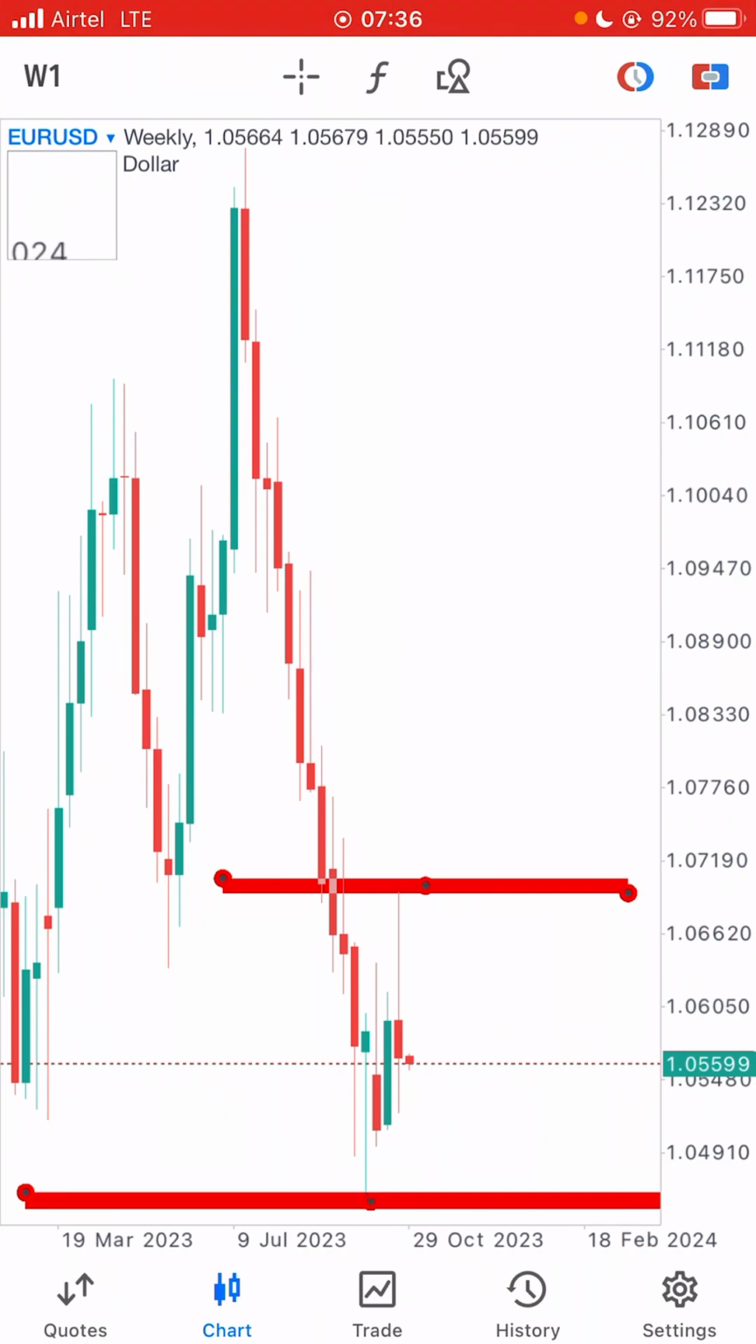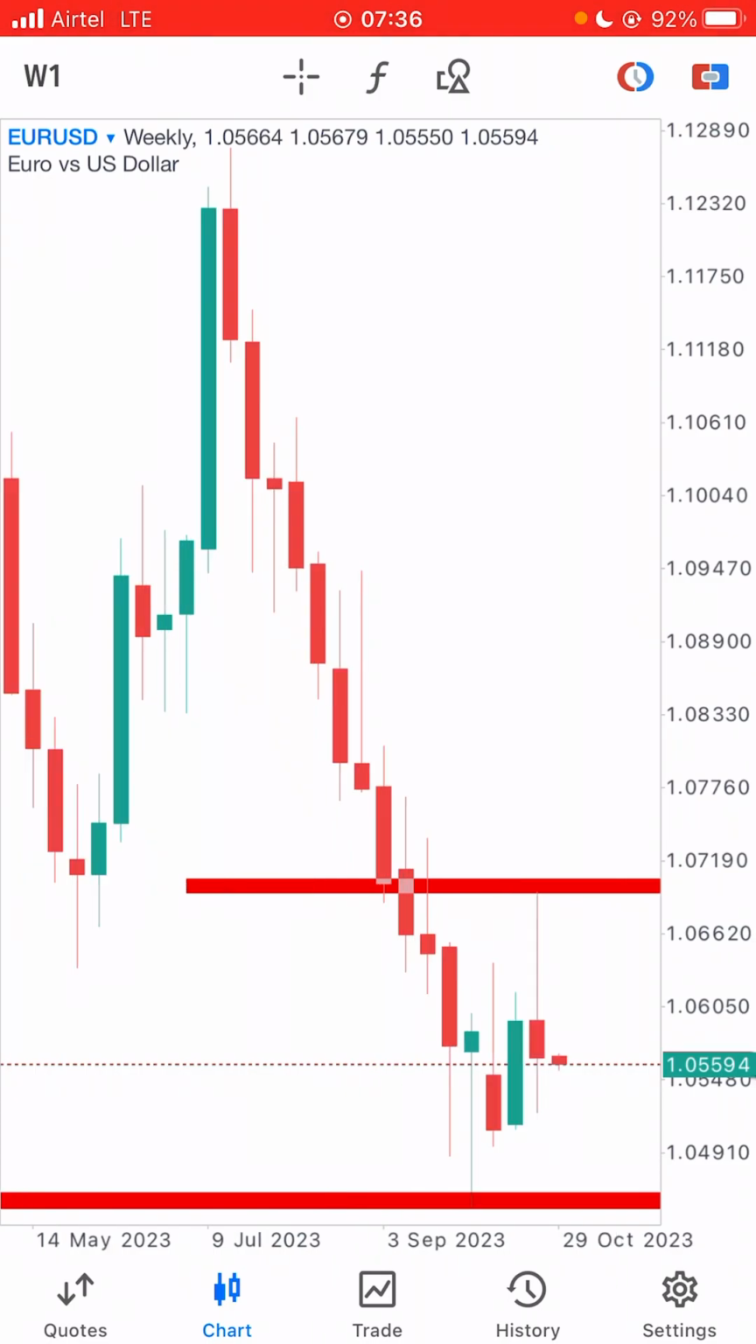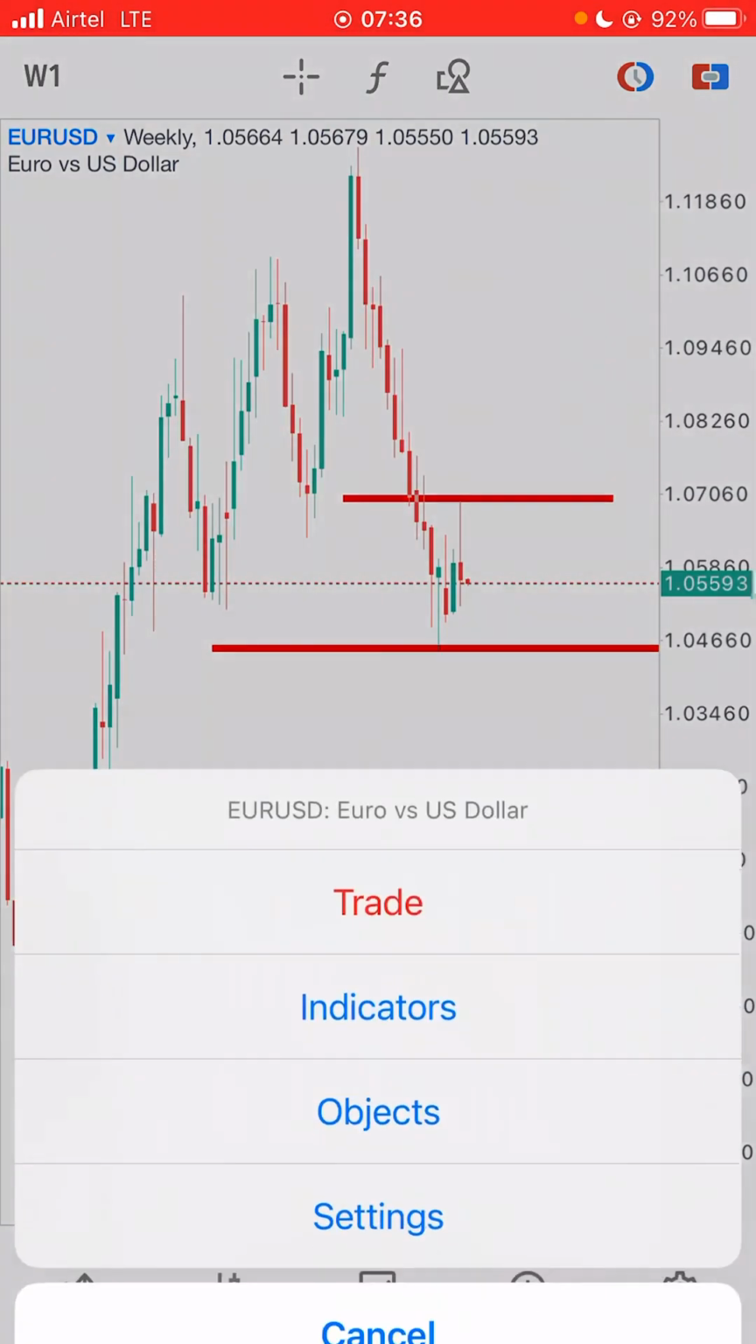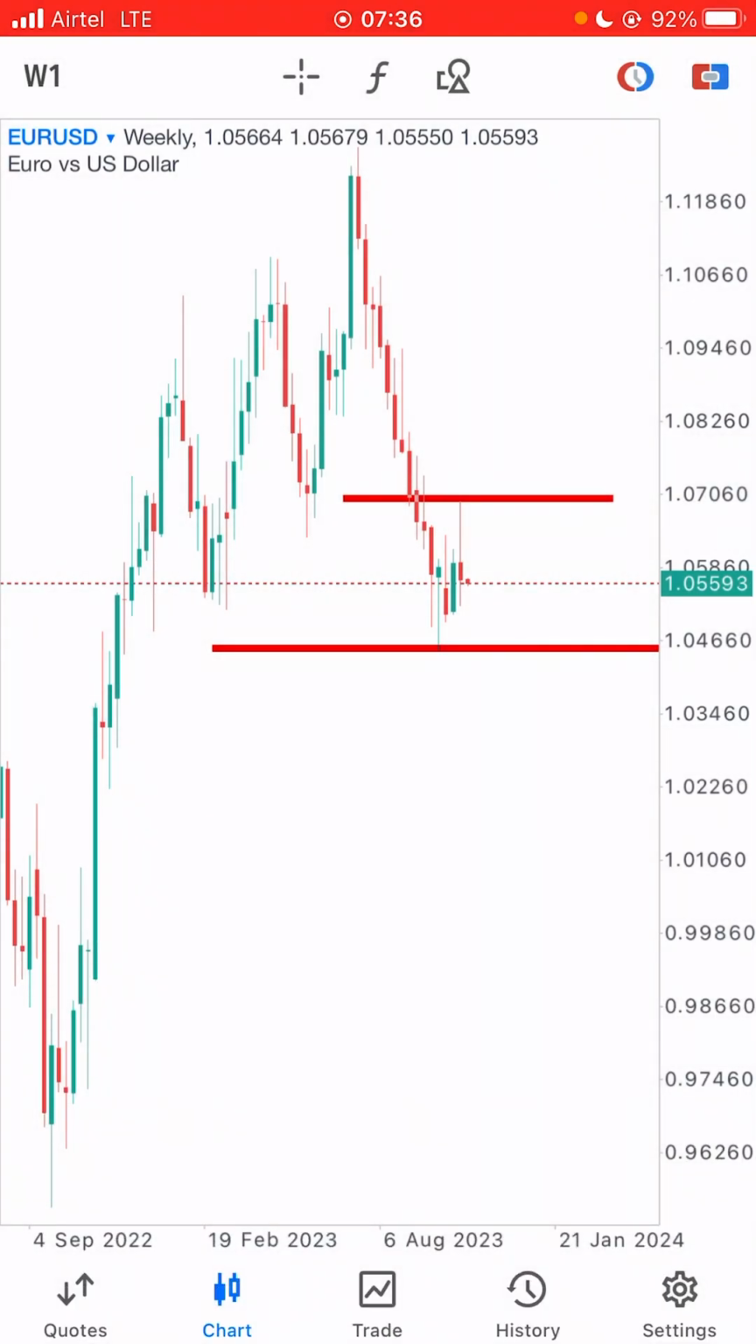What do I mean by zones? These are areas where, when price hits, it tends to reverse, or when it breaks, it changes direction. All right, so let's put these zones in our 1 week time frame. I just want to put 2 because if I put a lot, it's gonna mess up my charts.